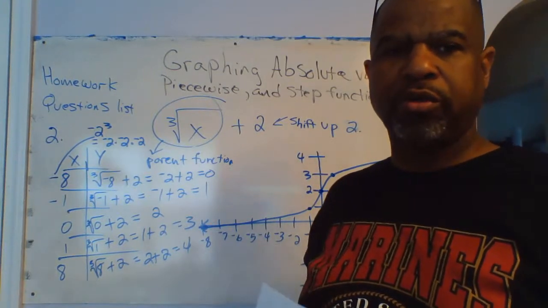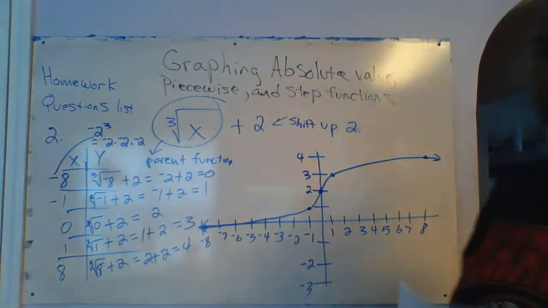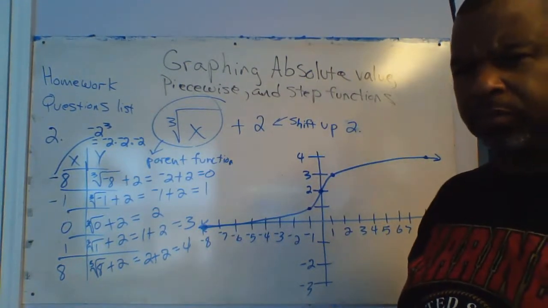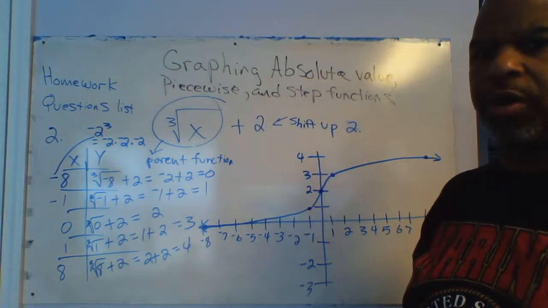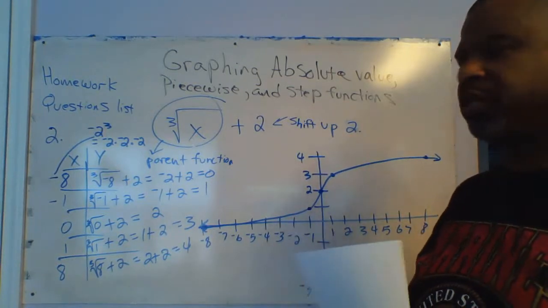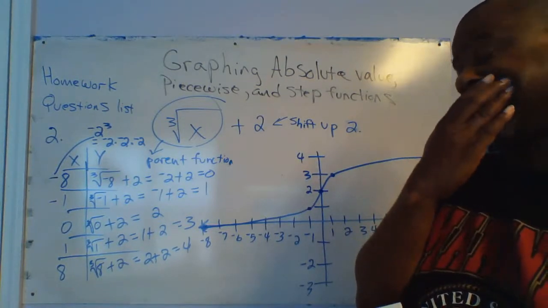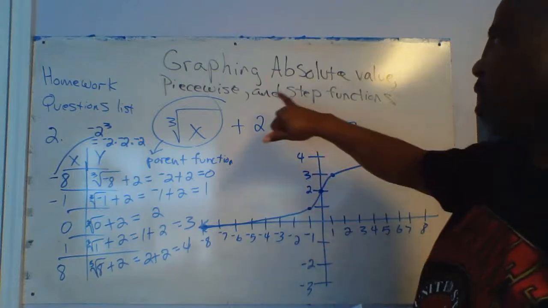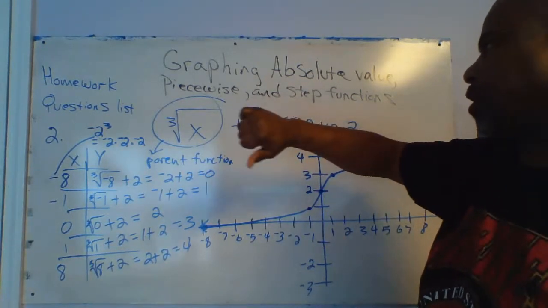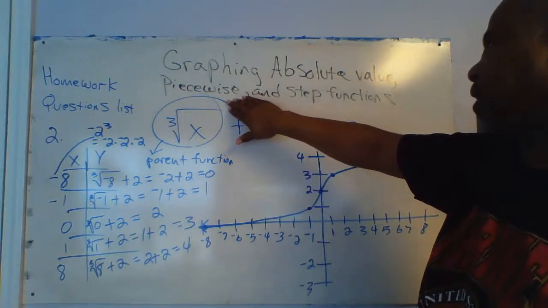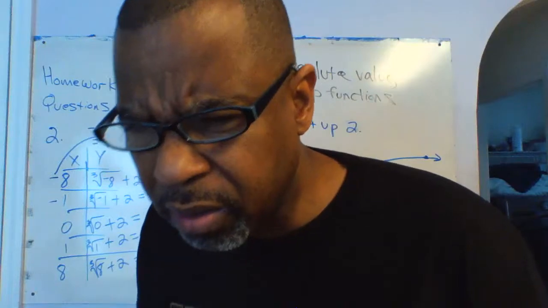All right. So, what other questions do you all have from the homework from last night? If 2 is the only one, we need to move on to the rest of this lesson, because we talked about absolute value yesterday. I've got to talk about piecewise today. We've got to talk about step functions.